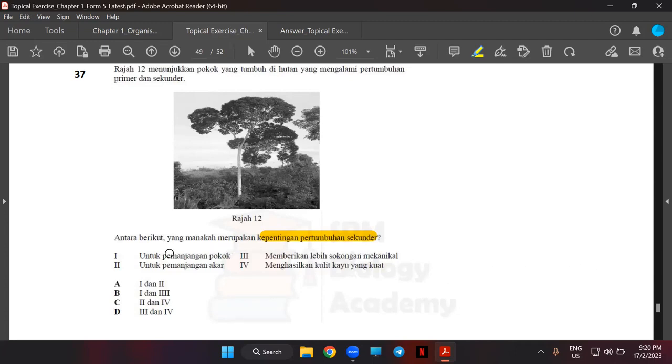Itu ialah kepentingan apa kita panggil primary growth, pertumbuhan primer. Untuk pemanjangan akar, so dua ini berkaitan dengan pertumbuhan primer, primary growth, bukannya secondary growth. Memberikan lebih sokongan mechanical, yes. Menghasilkan kulit kayu yang kuat, betul. 3 and 4. Jawapannya ialah D.